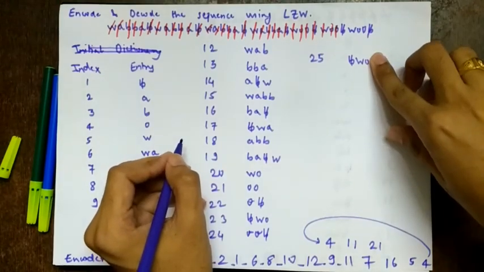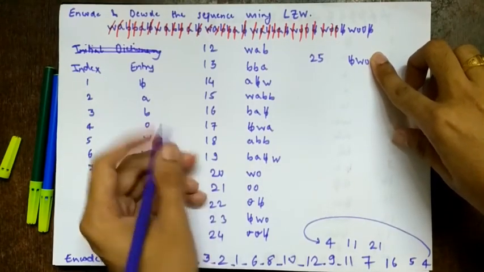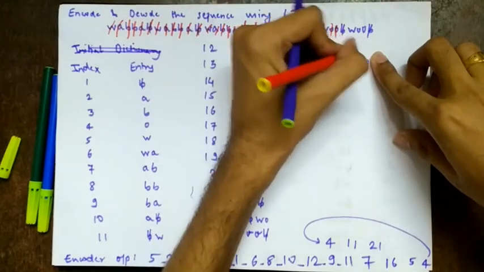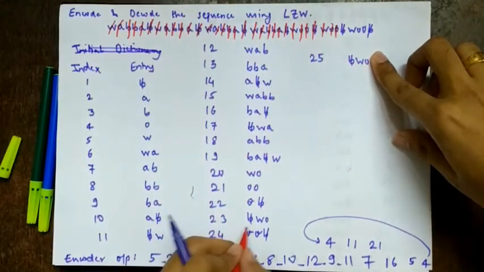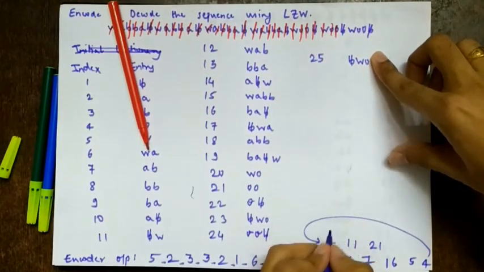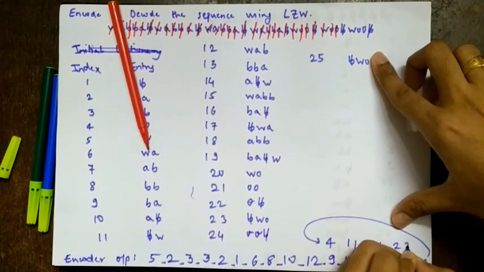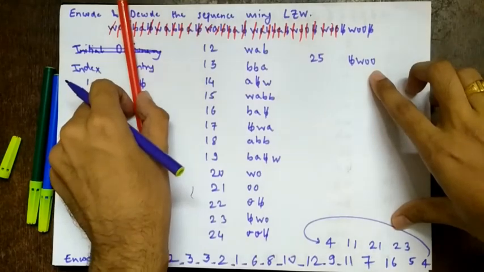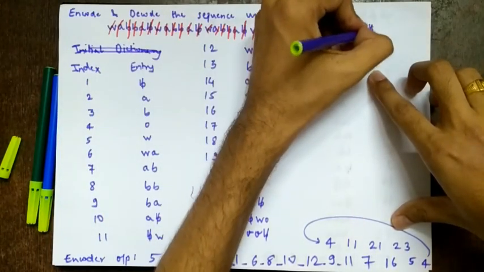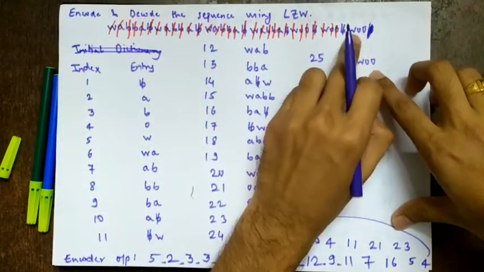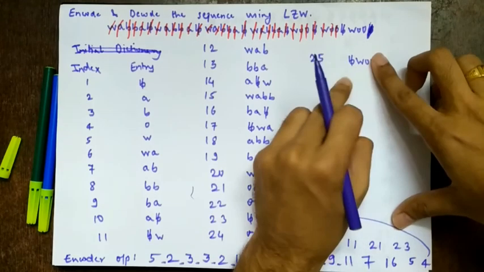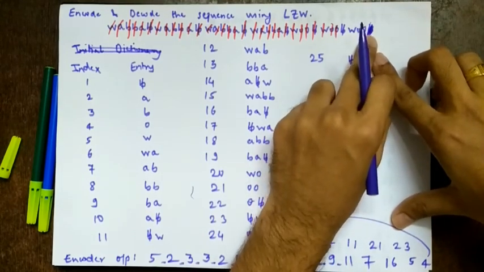So remove the last alphabet. So B̄WO, what is B̄WO? 23. So after 23, sorry, yeah, 23. So next is what? O. This is not there actually in the question, so I'll remove it. So this is what we have done till B̄WO. So O is remaining, right?